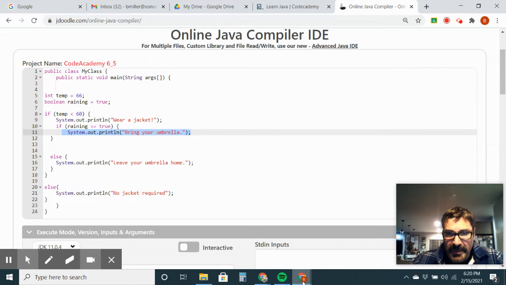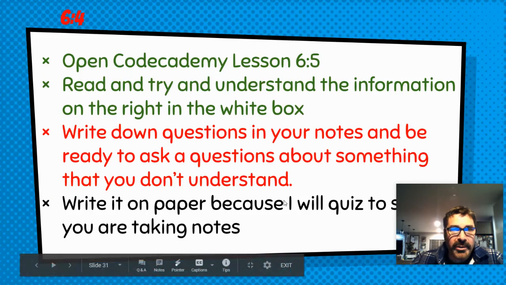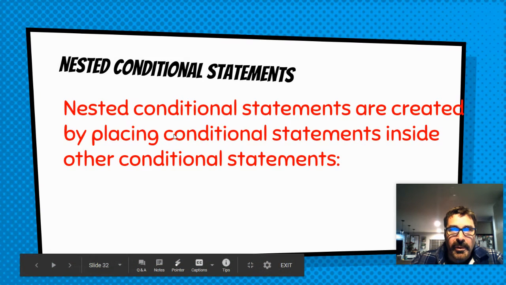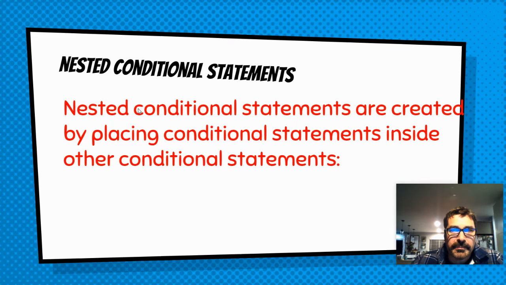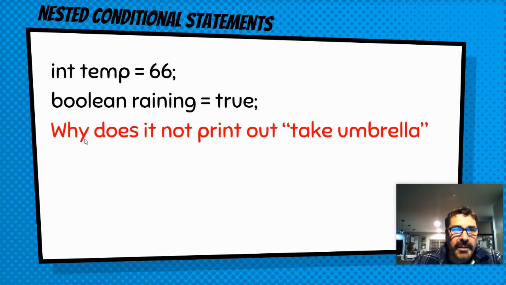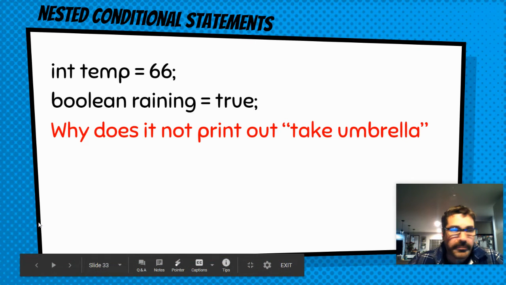So that's a legitimate question here. First of all, write this down in your notes. Okay, hit pause and write that down. And then write this down. Why does it not print out take the umbrella? So answer that question.